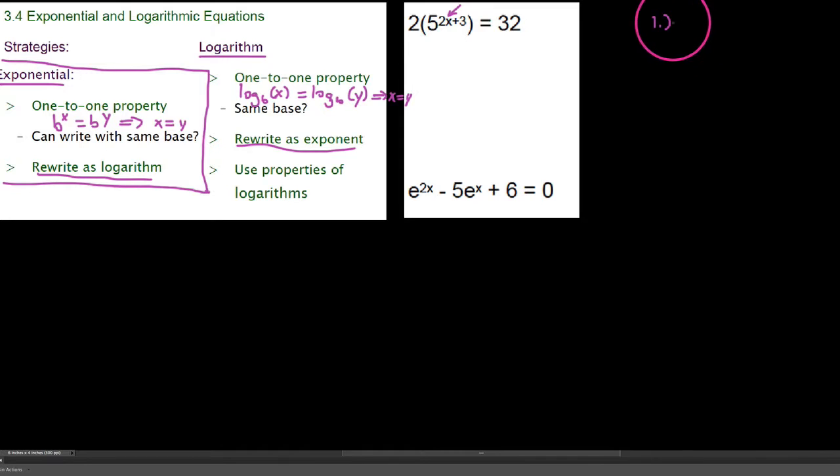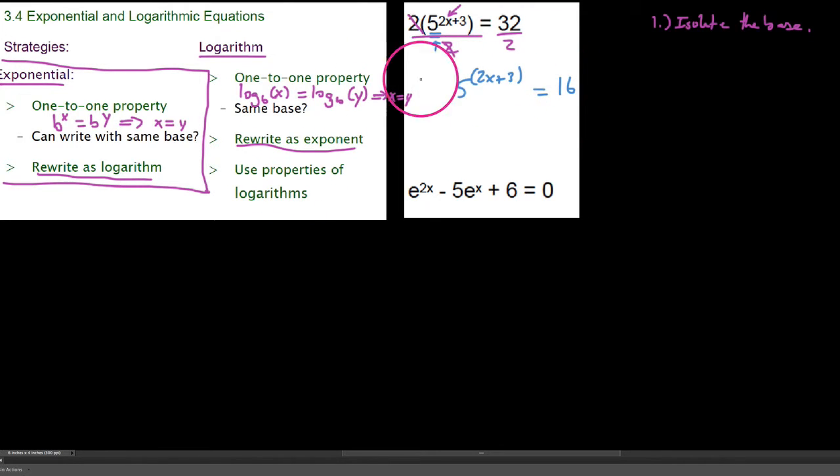One, we're going to isolate the base. And by the base, what we mean is really just the thing that's being taken to this exponential power that has a variable in it. Since we're solving for that variable, we're going to isolate its base if at all possible. So the first thing I'm inclined to do is to get rid of this 2 out front. We're going to divide both sides by 2. So I end up with this right here: 5 to the 2x plus 3 is equal to 16.